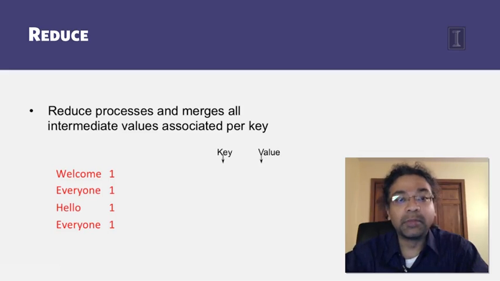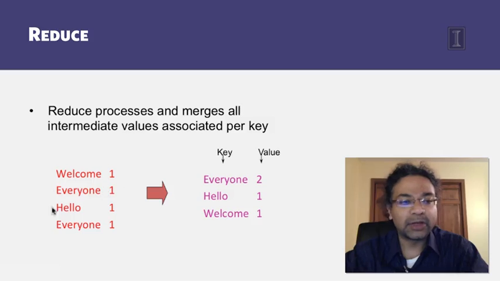The reduce processes and merges, that's the important word here, all the intermediate key value pairs associated on a per key basis. So for instance, here it takes all the key value pairs that have everyone as the key. In this case, there are 2 such key value pairs, and it sums up their values. In this case, the value turns out to be 2. Similarly, it does the same thing for all the key value pairs that have welcome as the key. In this case, there's just one key value pair, and so that output is over here, welcome, 1. Similarly, hello, 1, there's only one instance of it, and that leads to hello, 1. And this is the final output of the reduce phase, and this is the word count that we were looking for. So the word everyone that appears twice is associated with a value of 2.